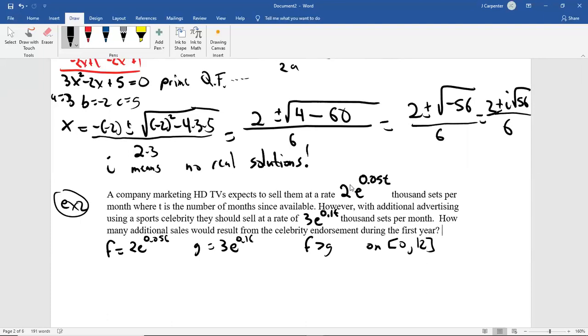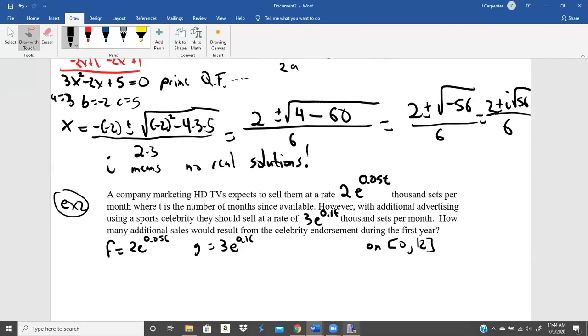Why do I care about 0 to 12? Because that's the first 12 months of a year, and we're looking only at the first year. Not on 0 to 1, on 0 to 12. And I just wrote something wrong. G was higher than the F. The F was the lower one, the G was the higher one.